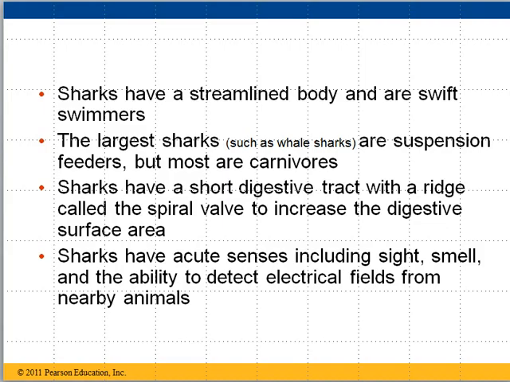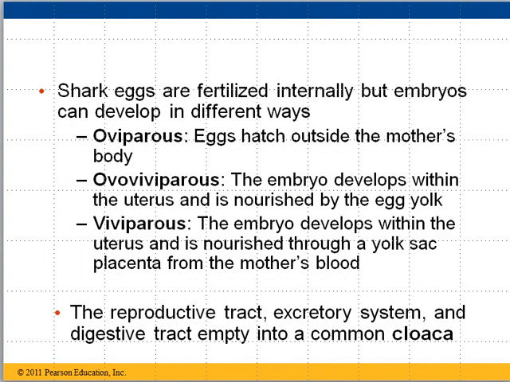Sharks have a fairly short digestive tract, with a ridge called the spiral valve to increase the digestive surface area. Sharks have very acute senses, a very good sense of sight, smell, the ability to detect electrical fields from nearby animals. Supposedly they can detect blood in the water from quite some distance. They can detect floundering fish or injured fish, and they can detect movement from quite some distance as well. So very efficient predators, very efficient hunters as well.